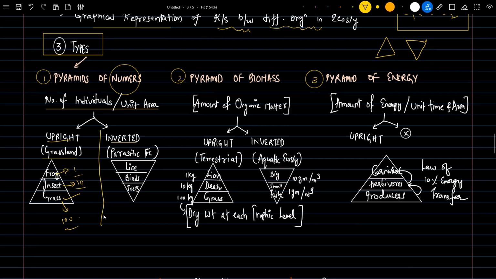Next, let's talk about inverted. Let's take the example of a parasitic food chain. There will be some trees, let's say 10 trees, and let's say 20 birds which feed on these, and around 30 lice which feed on these birds. So this is inverted.